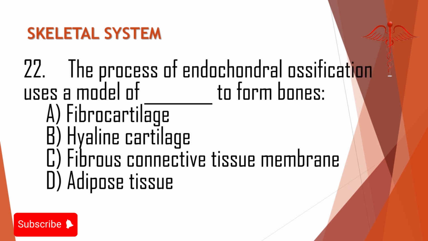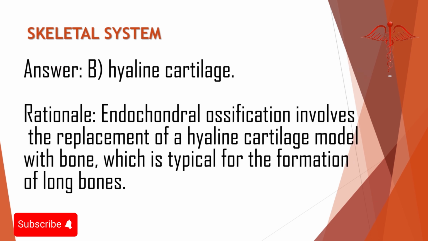22. The process of endochondral ossification uses a model of blank to form bones. A. Fibrocartilage, B. Hyaline cartilage, C. Fibrous connective tissue membrane, D. Adipose tissue. Answer: B. Hyaline cartilage. Rationale: endochondral ossification involves the replacement of a hyaline cartilage model with bone, which is typical for the formation of long bones.